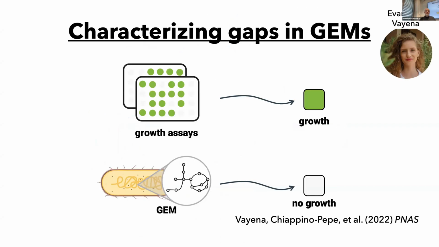So towards this, we have developed a method that essentially tries to characterize the gaps in the GEMs. What is a gap? A gap essentially tells you that if in a growth assay I have growth, but my model predicts no growth on this particular nutrient, this means that I'm missing some biochemical reaction.